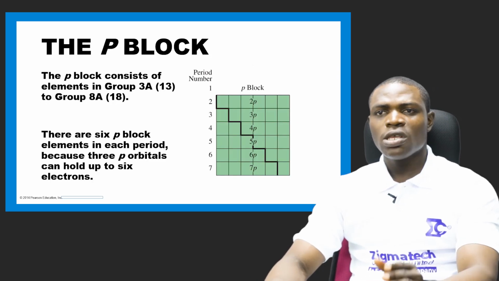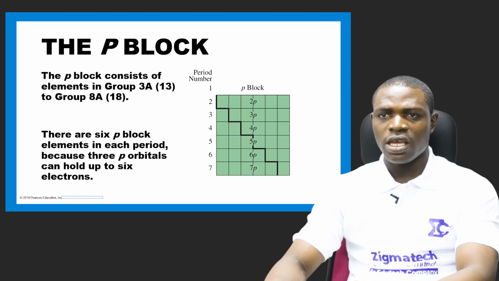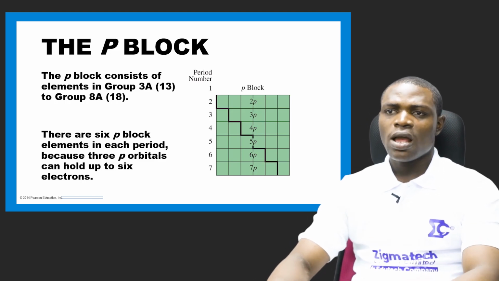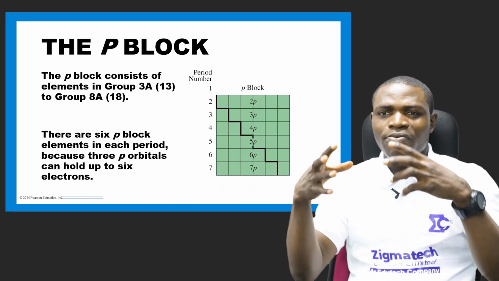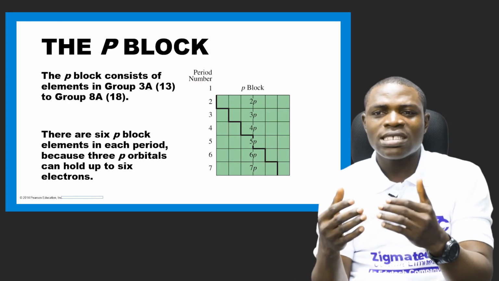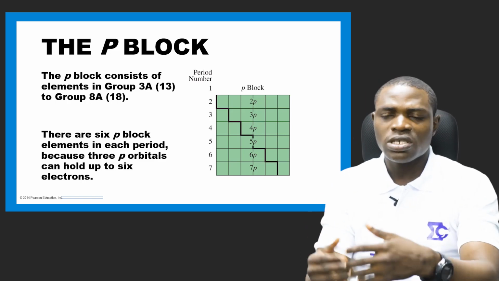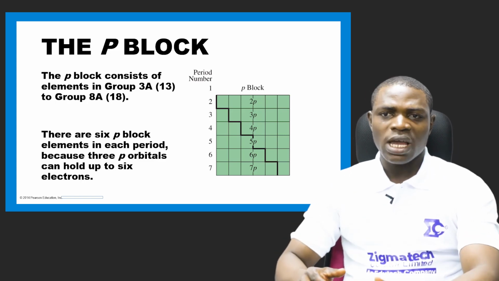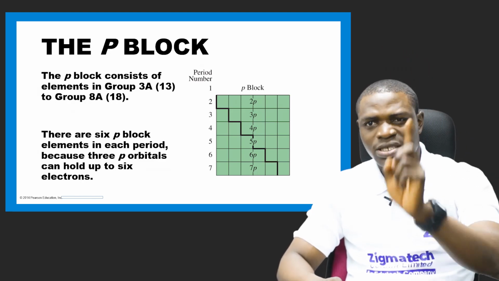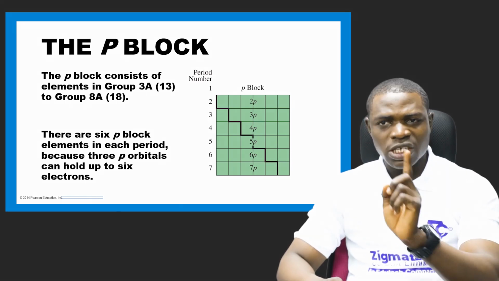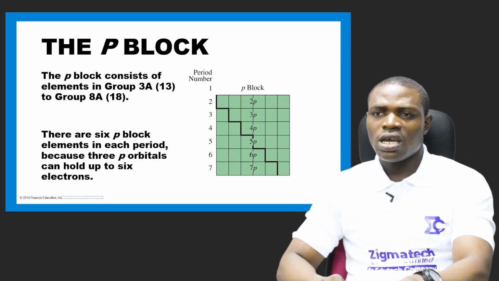So let's go ahead. The P block elements consist of elements in group 3A to group 8A. I have taken time to show you how we grouped the periodic table, and this serves the fundamental purpose of giving us a clue as to how the periodic table is arranged. There are 6 P block elements in each period. In every period of the periodic table, there are 6 P block elements, because the P orbital can hold up to 6 electrons.